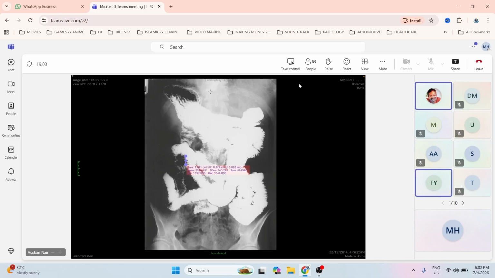Have a look. What do you see here? I don't know if it's demonstrated well or not, but you see some contrast here. Oh, okay, that is the esophagus. So what does it mean? I think it's dilated. So this further increases my confidence in the diagnosis of scleroderma.